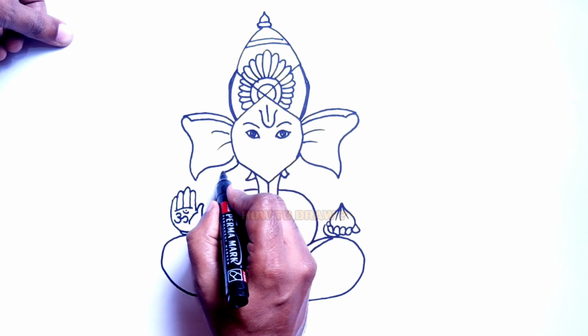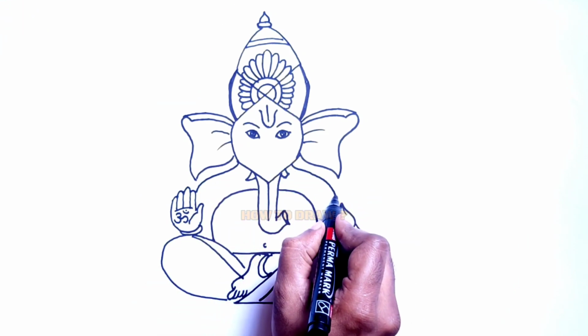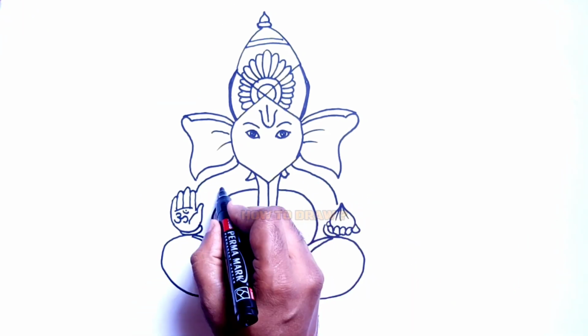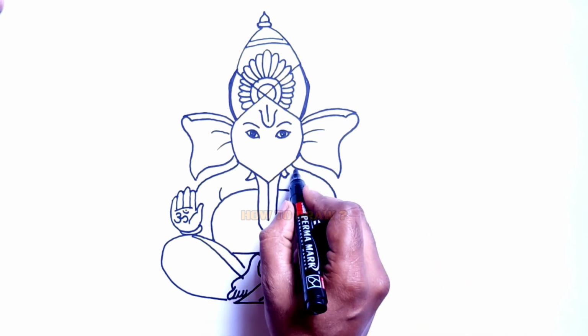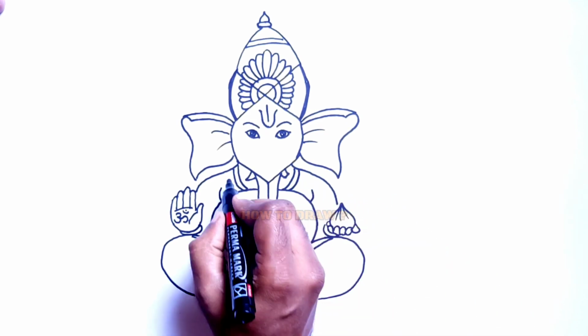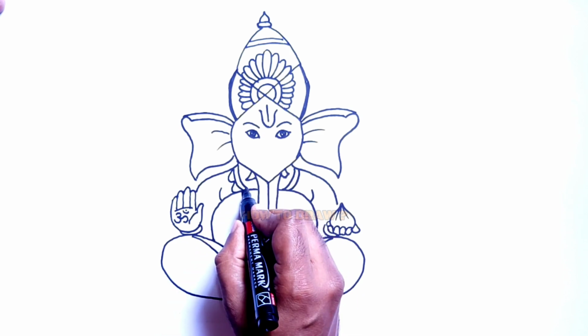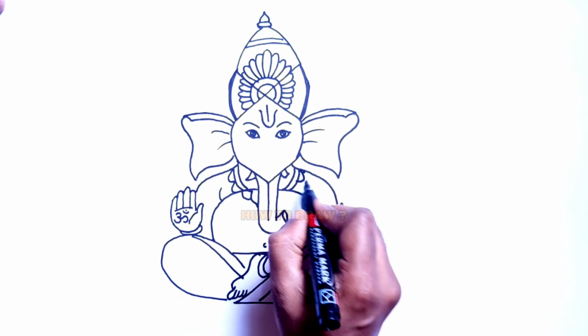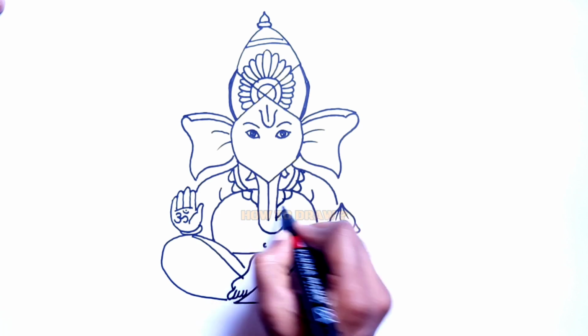Now let us draw the shoulders. From here you have to drag two lines, and here you have to draw the chest, and in this part you have to draw the jewelry. Just draw two curves and make a curved design like this. See, this is a simple design, just putting curves like this and finishing the jewelry.